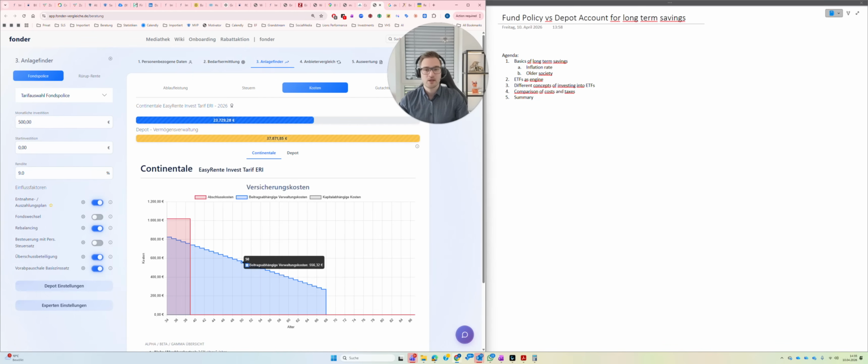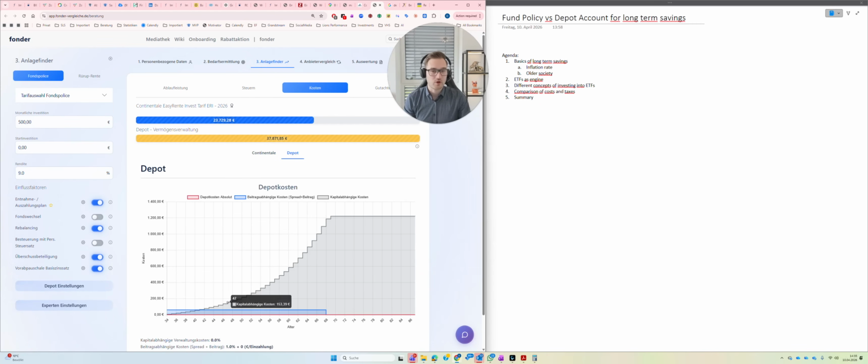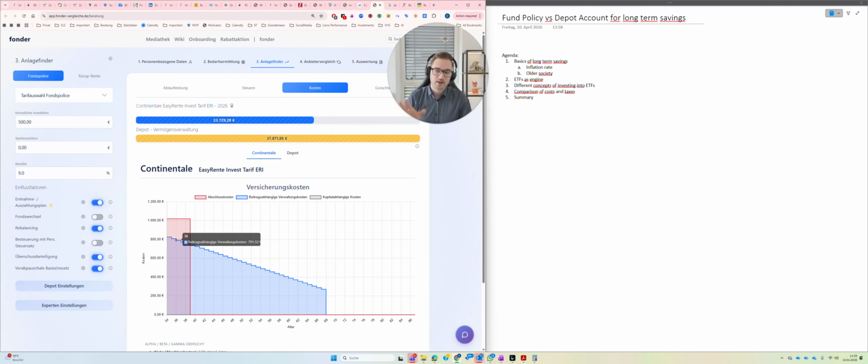Of course, in the first few years, you're definitely better off because in the first few years these products do not have so much cost in them, as the Continentale or the other providers like the layer 3 investments have. So short term, definitely the better choice is a normal depot account. Long term, definitely the better choice is these layer 3 investments. Okay, now we have made this pretty clear, because that is especially the most common case that we have in comparing.